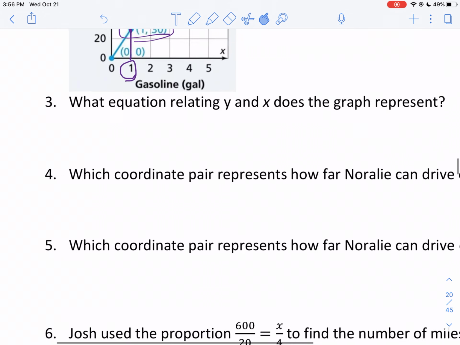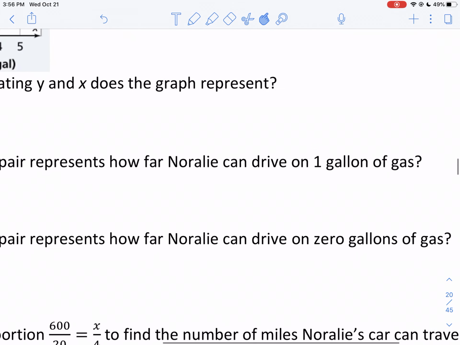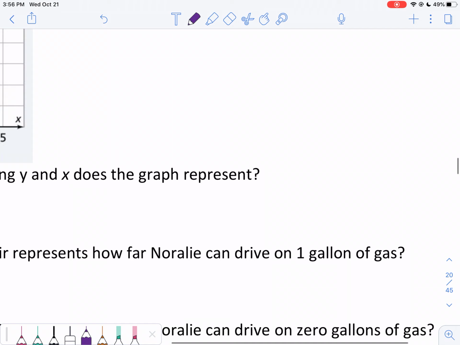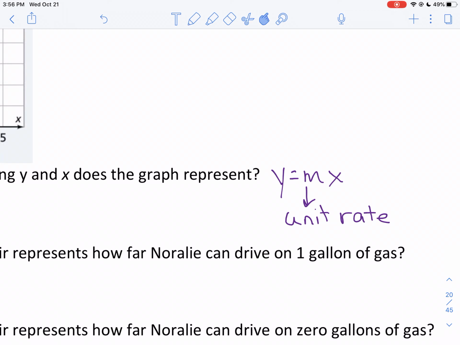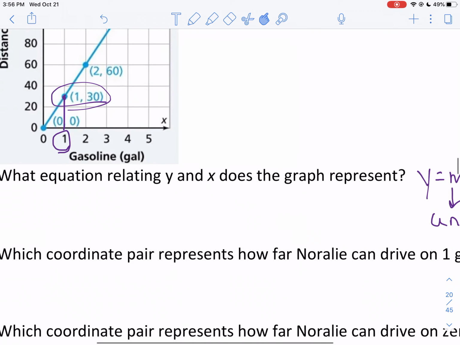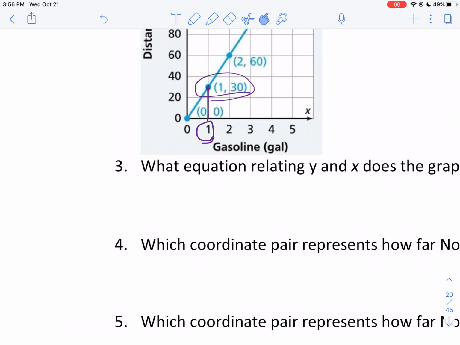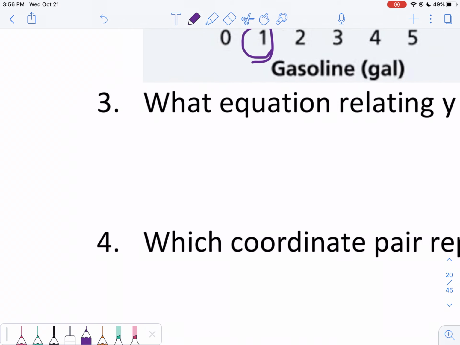So what equation relating y and x does the graph represent? Remember, we write our equations in y equals mx form, right? Where m is your unit rate, and so what's our unit rate here? It was 30, so then all we have to do is plug it in. So y equals 30x.